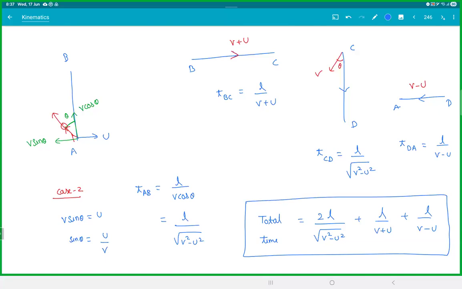All clear with this. So this is a combination of case 1 and case 2. Yeah, it's a big one answer. Any doubts on this?